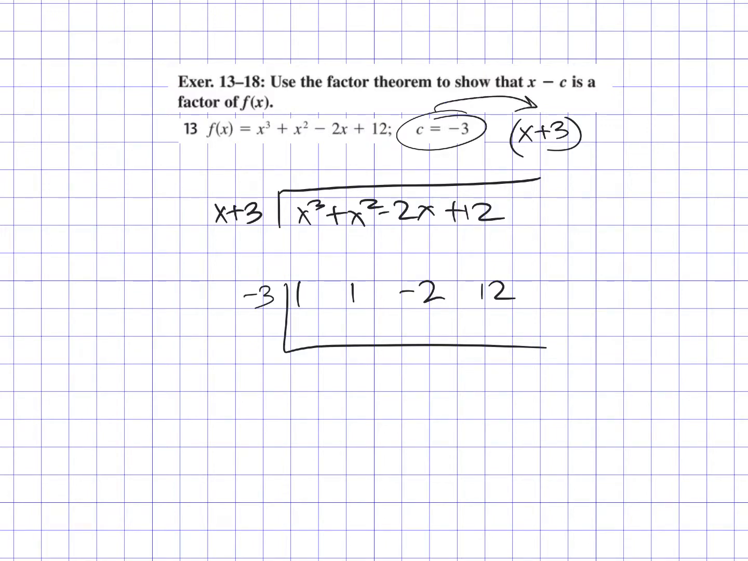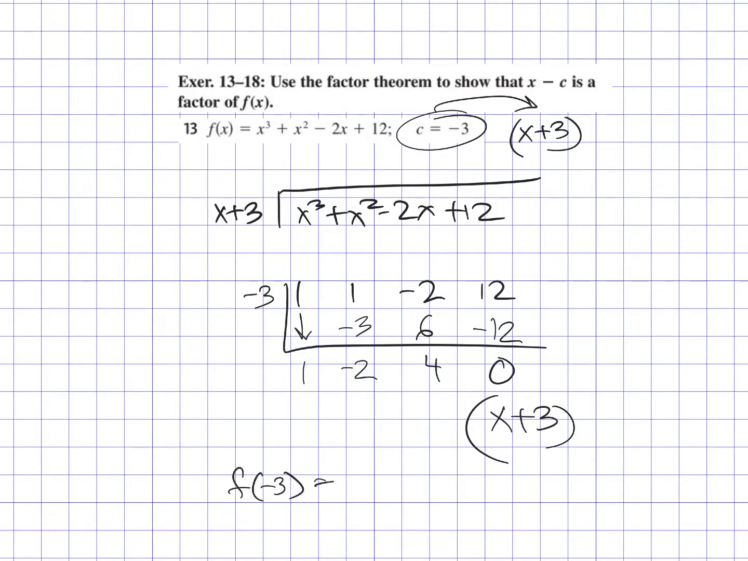All right, so you could go through this and figure it out real quickly just for practice. Synthetic division: drop down the first one, multiply, add, multiply again, add, multiply, and you get 0. So what that means is x plus 3 is a factor of that polynomial.